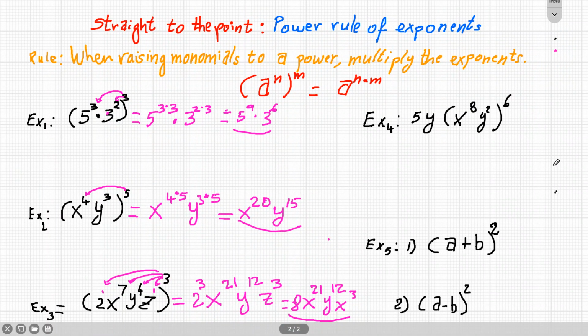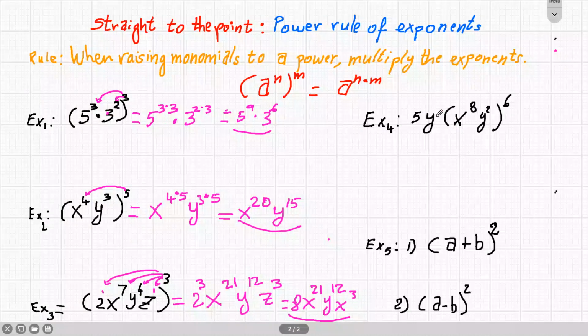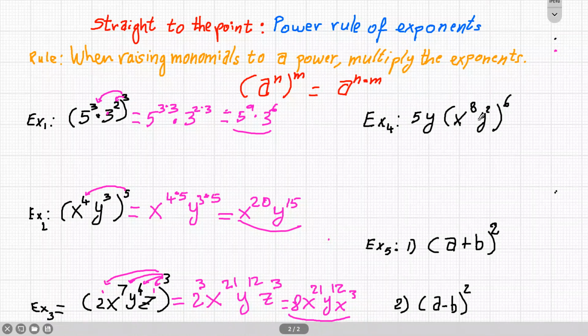You may notice that 5 and y are not inside the parentheses. Therefore, this exponent 6 right here will not apply to them. The exponent that is outside only applies to the items that are inside the parentheses. So I will write 5 and y as they are. Now I can distribute the exponent to the exponents that are inside.